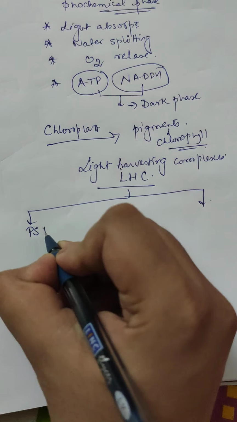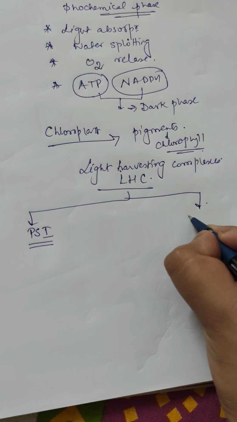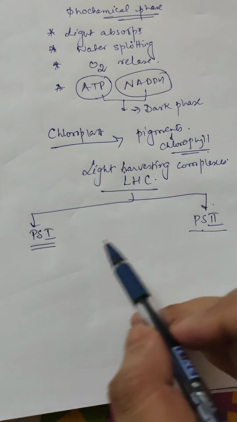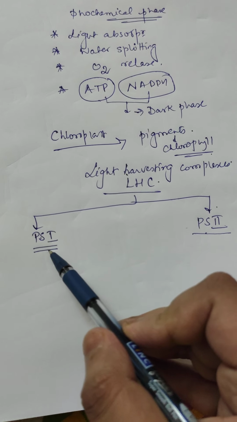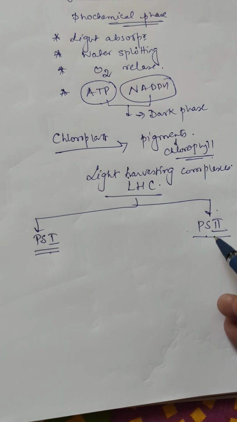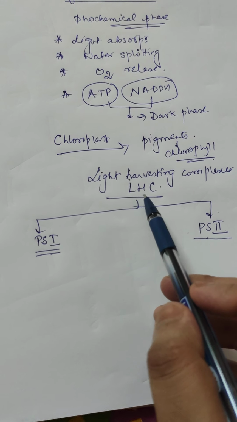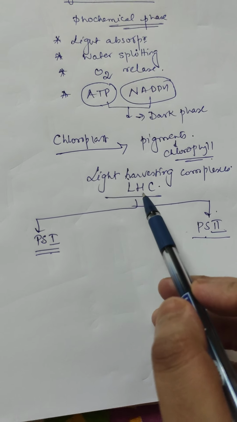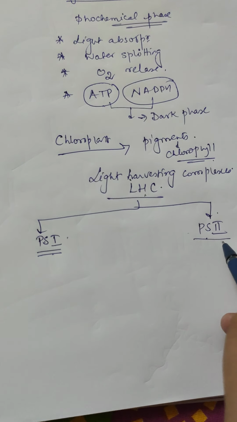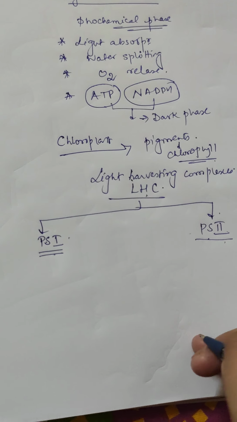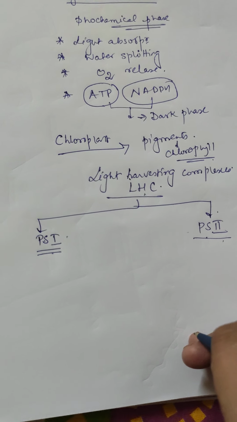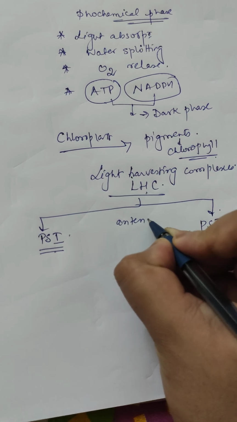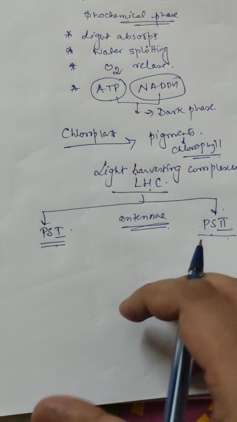Now there are two distinct light harvesting complexes. One is known as photosystem 1, and the other one is known as photosystem 2. They are named in the order of their discovery. Photosystem 1 was discovered early and photosystem 2 was discovered late. Each of these light harvesting complexes is made up of hundreds of pigment molecules bound to protein, and each photosystem has all the pigments except one molecule of chlorophyll A, forming a light harvesting system which is also known as the antenna.